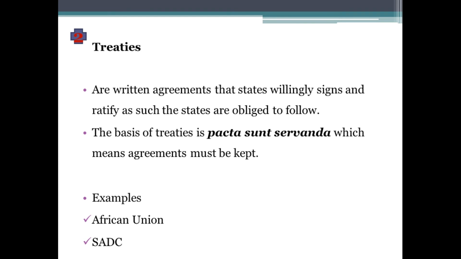The other example is SADC. SADC is another good example, which has 16 Southern African countries as members. It also furthers socio-economic cooperation and integration of the countries involved.